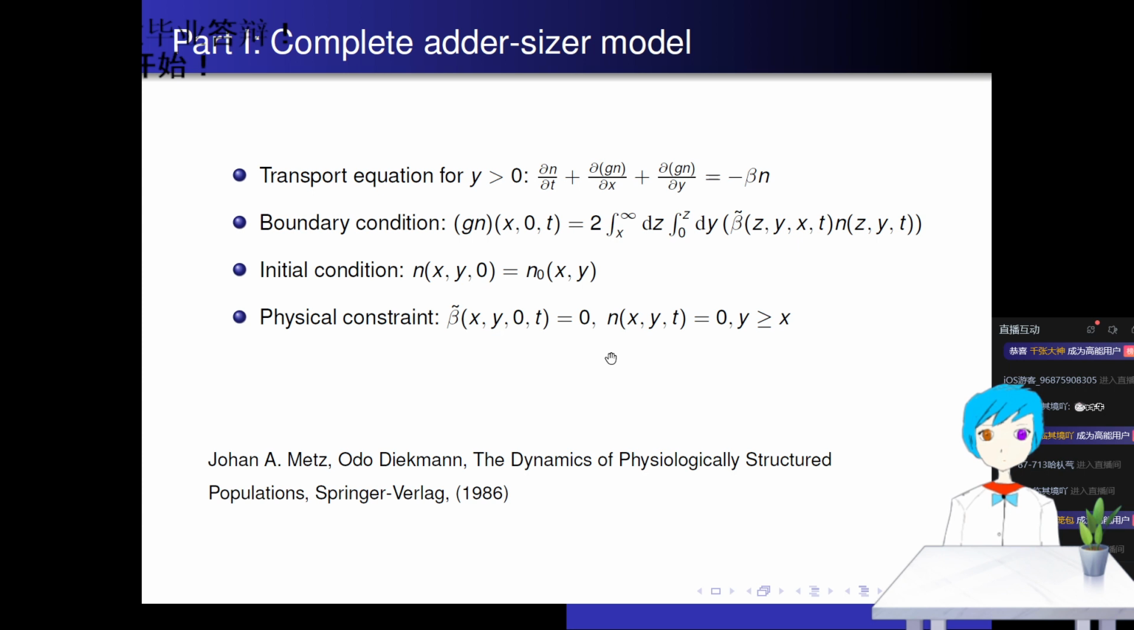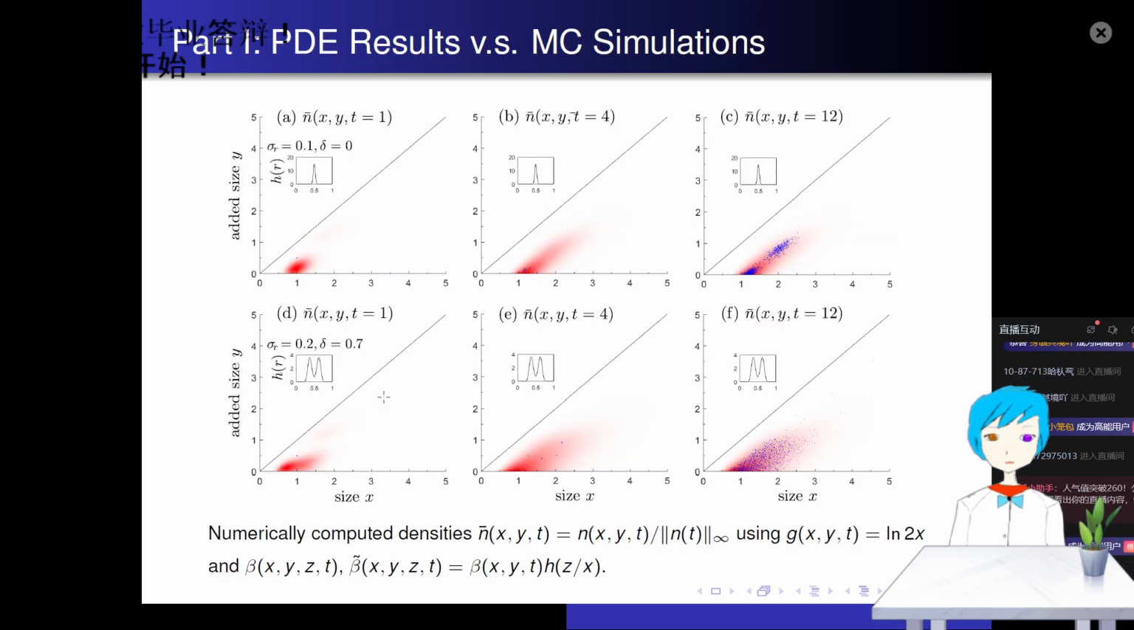So this is the partial differential equation model we have developed. We have the transport equation for cell growth as well as cell division, the right-hand side term, for added size larger than 0. We have the boundary condition. The boundary condition is for newborn cells with added volume 0. We have the initial condition and we have the physical constraint. The physical constraint states that the cell's added volume must be strictly smaller than the cell's volume. So we have the full PDE model.